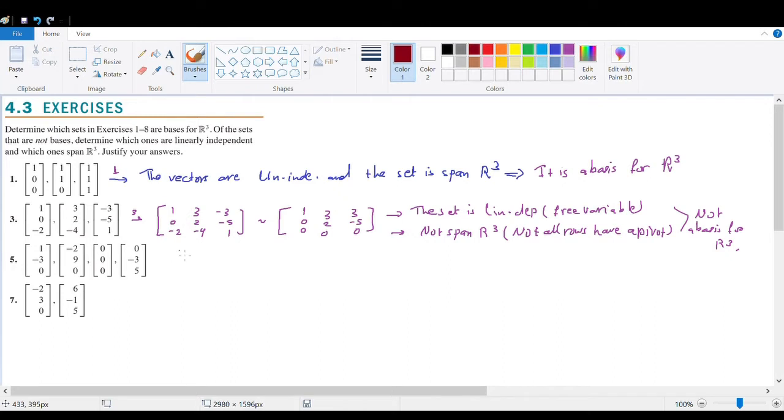Now for the set in 5, because it contains a 0 vector, the set is linearly dependent. Here it contains a 0 vector.